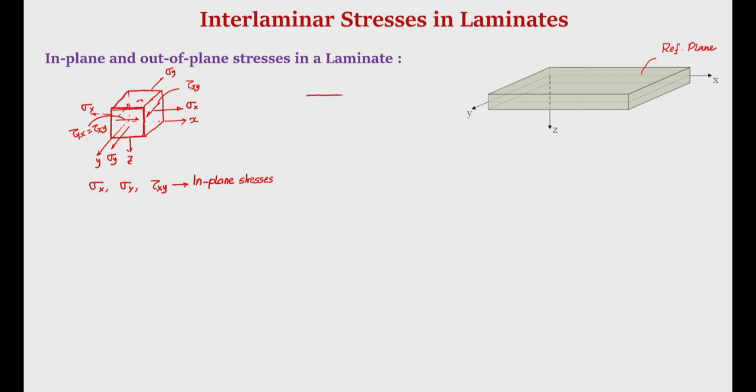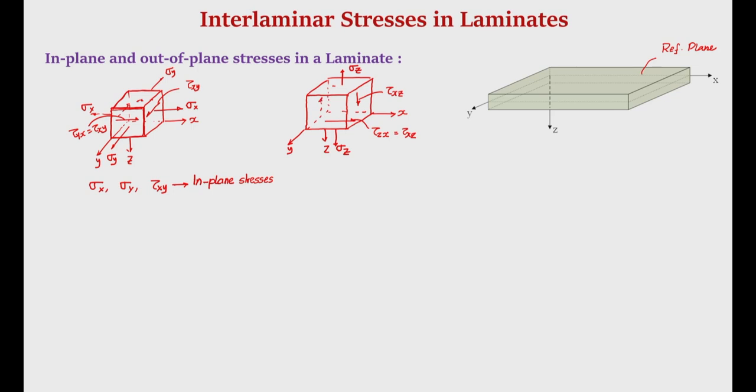Then what are the out-of-plane stresses with reference to this coordinate system x, y, z? Again, for the same small volume at a point, we draw this volume and see what the stresses are. This is your x, this is y, and this is z. So, sigma z is the out-of-plane normal stress, which is definitely not in the xy plane; it is perpendicular to the xy plane. Then we have the z plane x direction, tau zx, or the x plane z direction, tau xz. They are equal because of equality of cross shear.